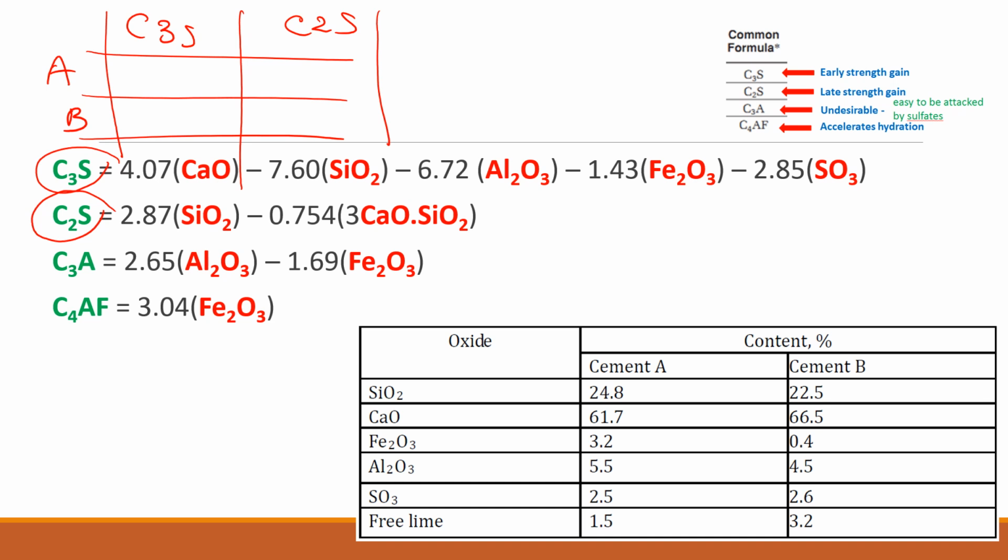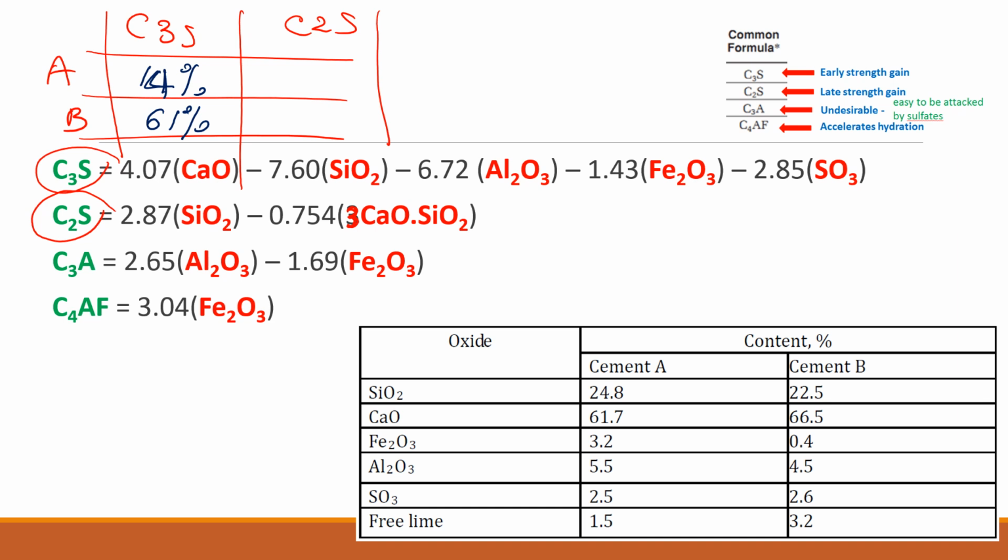Did you find the C3S? When you find the C3S, let me know. So I'll make this also red. So what do we get? For C3S, cement A is 14%. Okay, 13.9. Yeah, 14. And for cement B, I got 61.43. 61 roughly, okay. So how about the others?